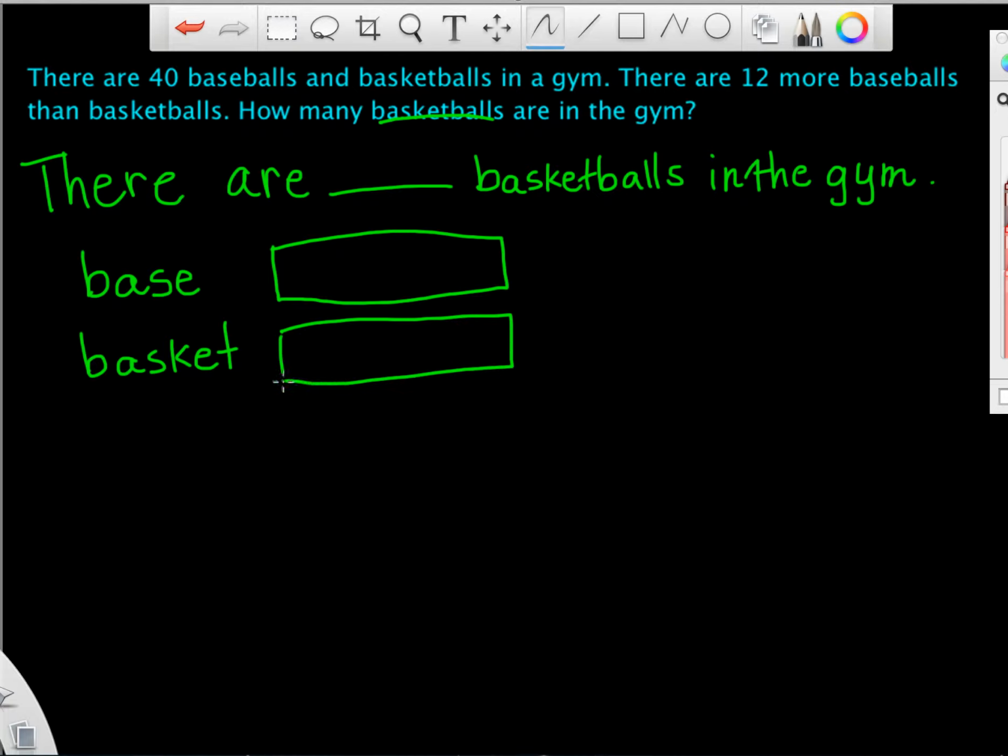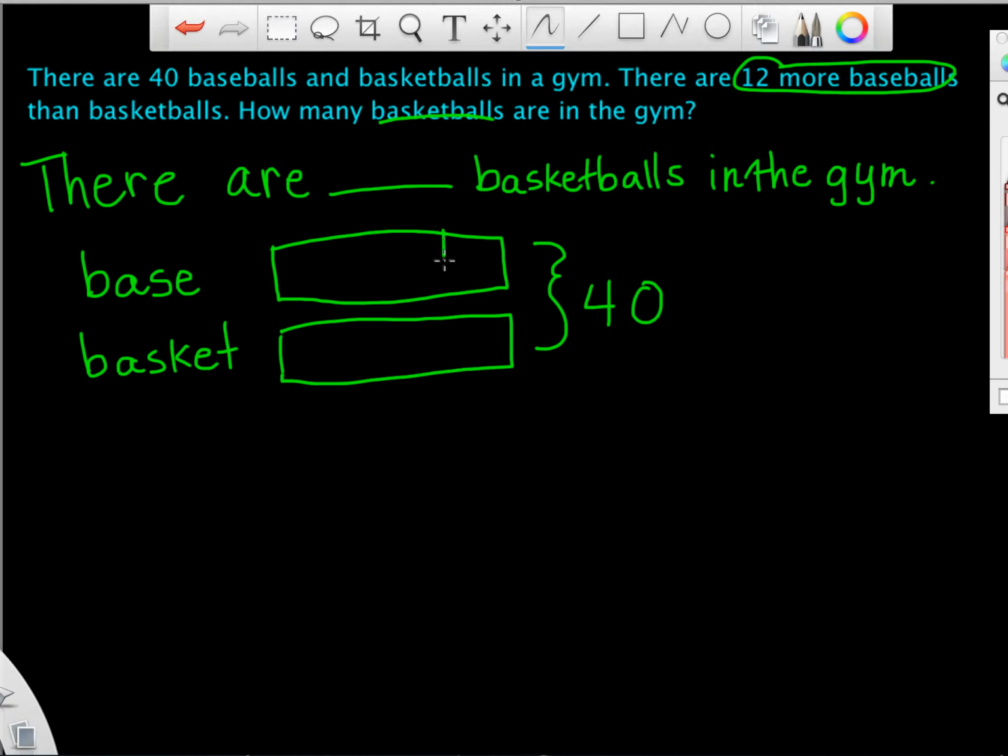And now let's go back and chunk our problem. There are 40 baseballs and basketballs in a gym. So these together equal 40. We don't know yet how many of each, but we're working toward that. Let's keep going. There are 12 more baseballs than basketballs. So let's look at that again. 12 more baseballs. So here's my baseballs.